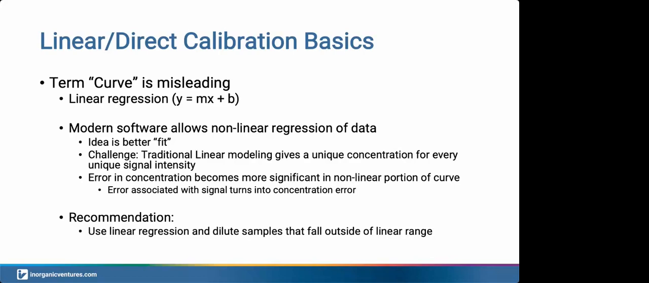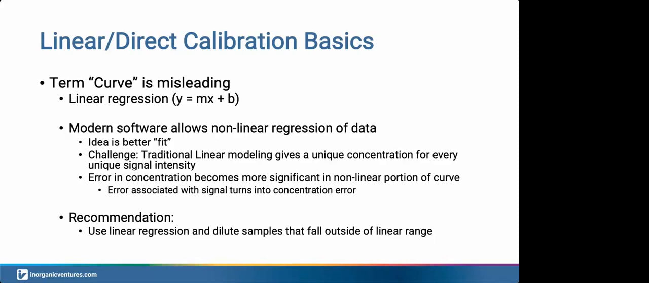The traditional line model ensures a unique X for every unique Y. So there's a unique concentration for each unique signal intensity. A polynomial fit function with higher powers of X yields more than one value for X for each unique value of Y. Additionally, the error in concentration is more significant in the nonlinear portion of the curve. The increased error associated with the signal propagates to a larger error in concentration.